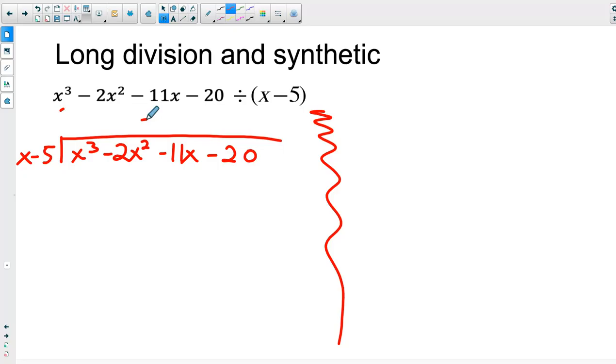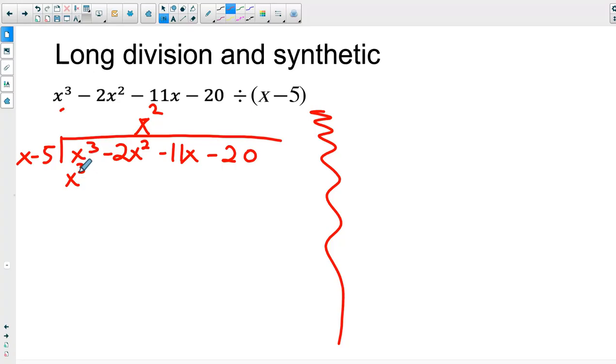So I start off, x times what is x cubed? Just x squared. So I put that down. I like to go in that column, but it doesn't really matter. You can go right above the cube. And then I go x squared times x is x cubed.